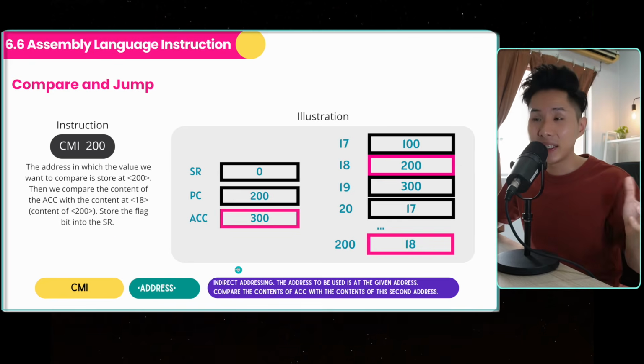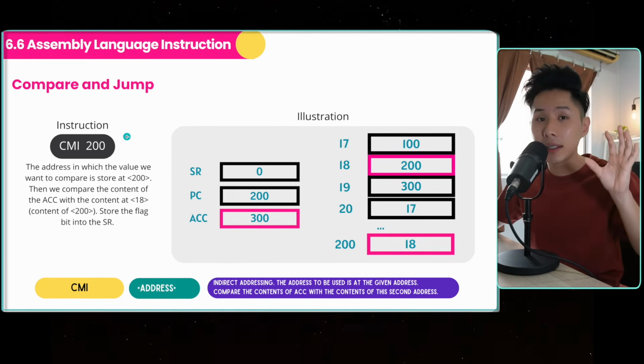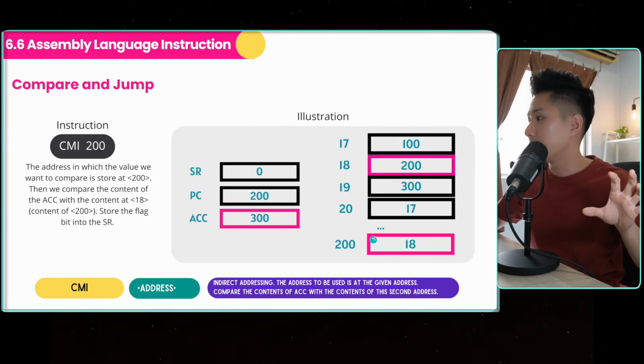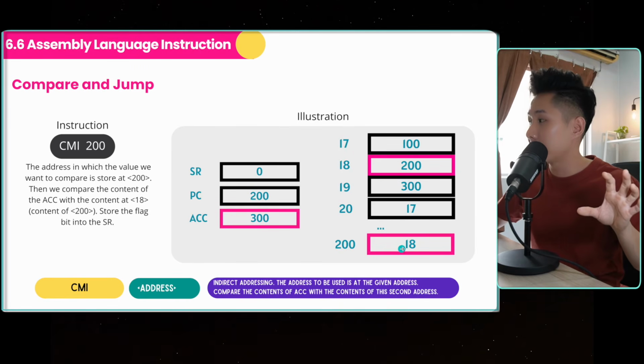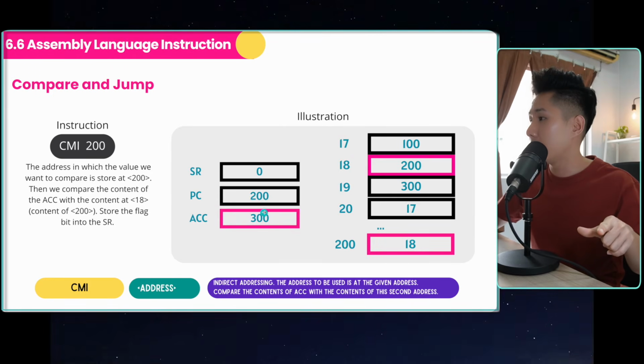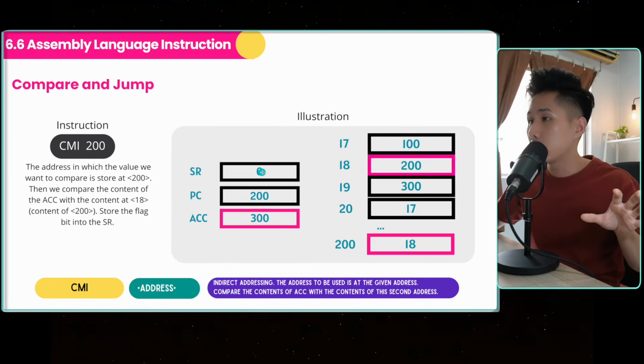CMI, indirect addressing. Again, every time you see an I, it is something very indirect. The logic is the same as LDI. So I look into whatever is inside address 200, and I'll find the address that I actually care about. So I'm going to go to 18 and compare my accumulator with whatever is inside address 18. You can see that if they are not equal, 0 is stored in the status register instead.